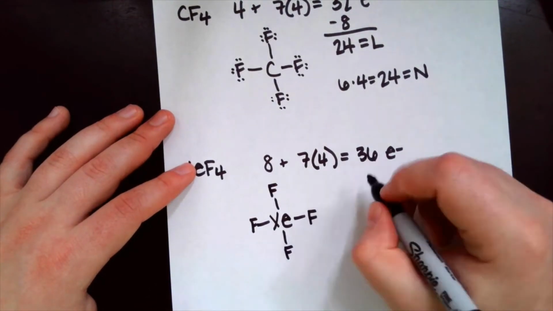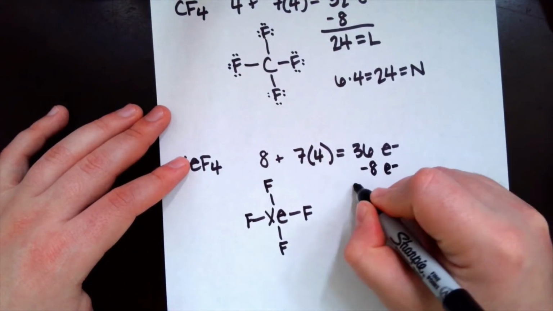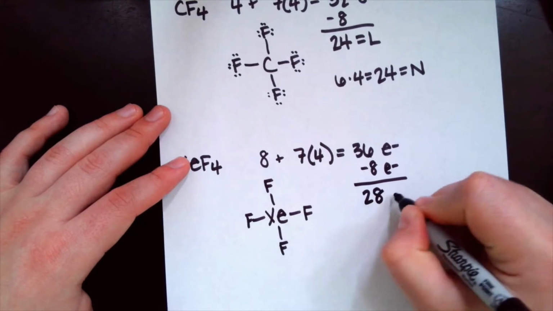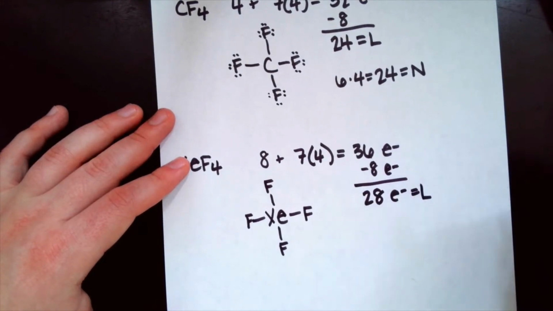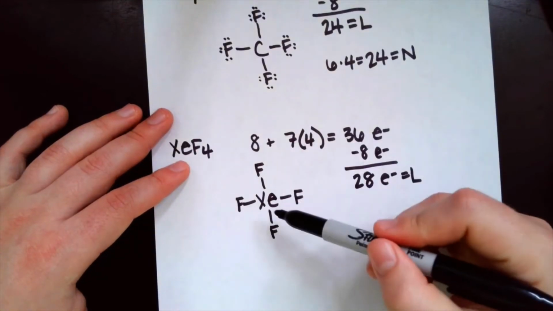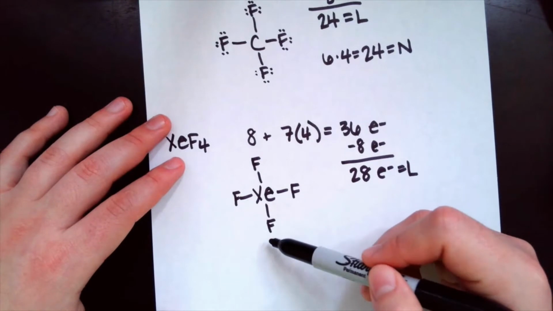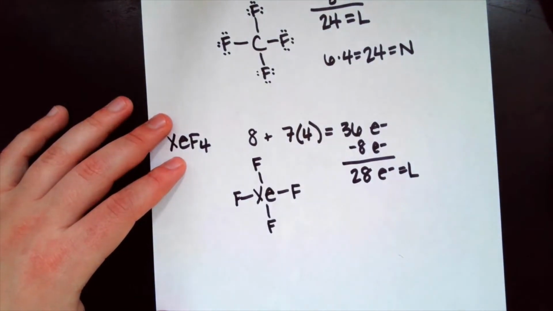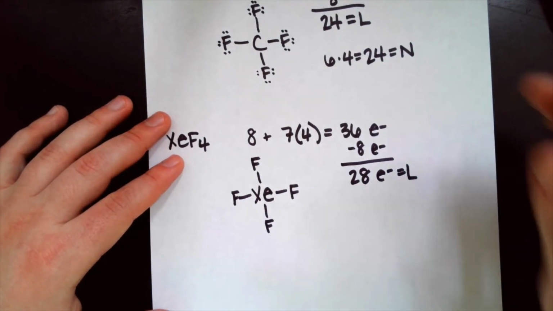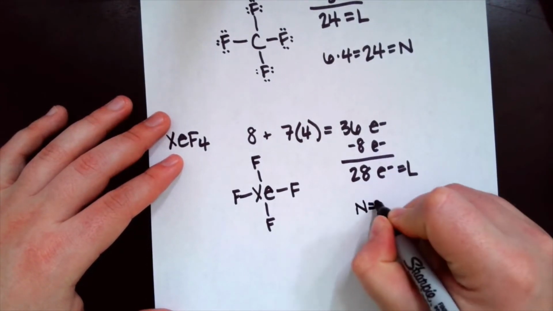Alright, so now determine L. So once again, we put in 4 bonds. So that's 8 electrons. So we have 28 electrons left, and that's your L value. And N happens to be the same in this case, because xenon has 4 bonds, just like the carbon up here. So it has a full octet, and each fluorine currently has 1 bond to it, which means they would each need 6 more for an octet. So once again, N is 24.